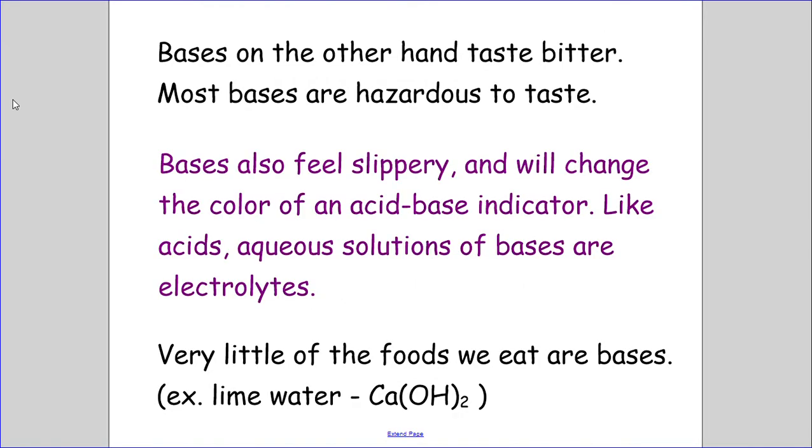So bases, on the other hand, taste bitter. Most bases are actually hazardous to taste, so because of that, we don't really consume a lot of bases. An example might be something like lime water, which is calcium hydroxide, but for the most part they're hazardous for our health. They also feel slippery, they change the color of an acid-base indicator, and like acids, aqueous solutions of bases are electrolytes, so they conduct electricity.